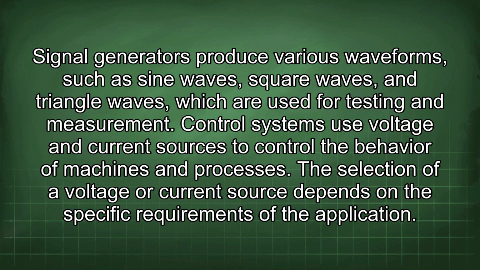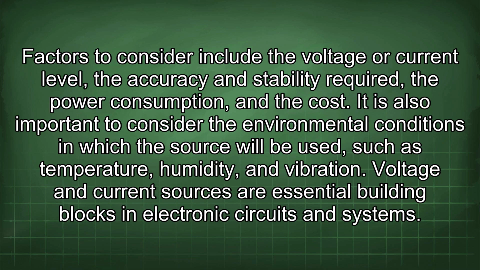The selection of a voltage or current source depends on the specific requirements of the application. Factors to consider include the voltage or current level, the accuracy and stability required, the power consumption, and the cost. It is also important to consider the environmental conditions in which the source will be used, such as temperature, humidity, and vibration. Voltage and current sources are essential building blocks in electronic circuits and systems.